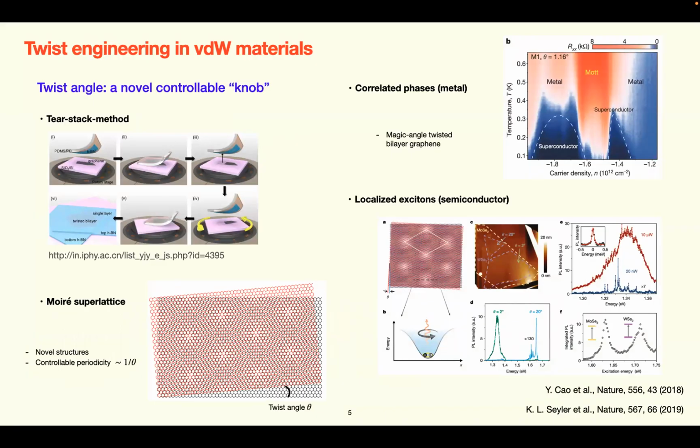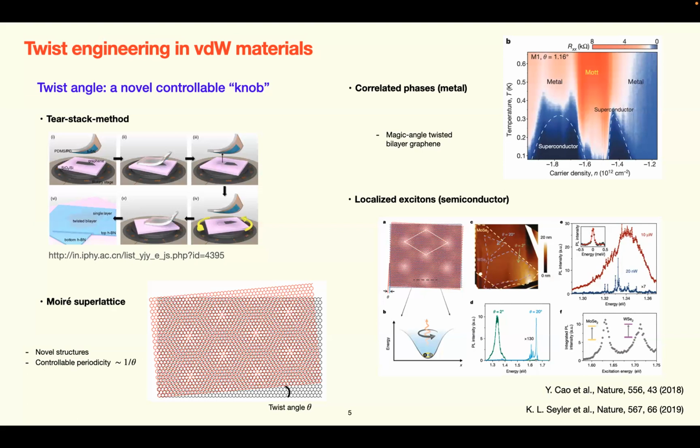So in van der Waals materials, we have unique means to control material properties. Van der Waals materials can be easily isolated into monolayers, and then we can stack them with a relative twist angle, as you can see here. By using this tear-and-stack method, we can create moiré superlattices. These moiré superlattices have some unprecedented features. This structure is quite uncommon, and another thing is that we can control the periodicity of the superlattice by adjusting the twist angle.